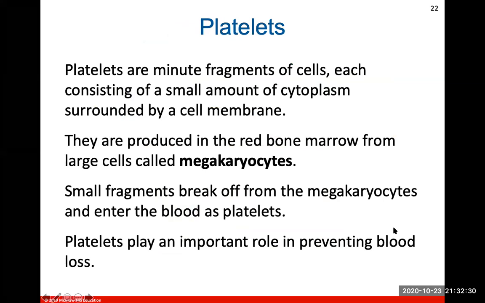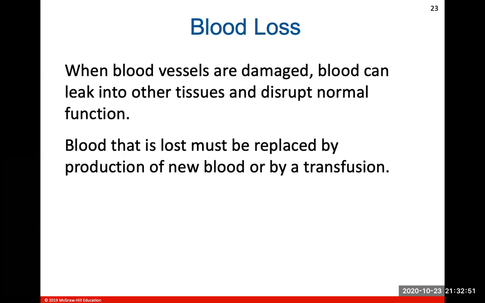Platelets then are minute fragments of cells. They each consist of a small amount of cytoplasm surrounded by the cell membrane. They are produced in the red bone marrow from large cells called a megakaryocyte. Small fragments will break off from those megakaryocytes and enter the blood as platelets, and platelets play a very important role in preventing blood loss.